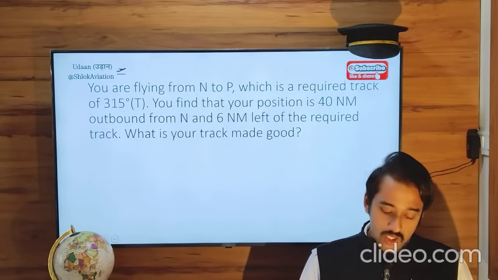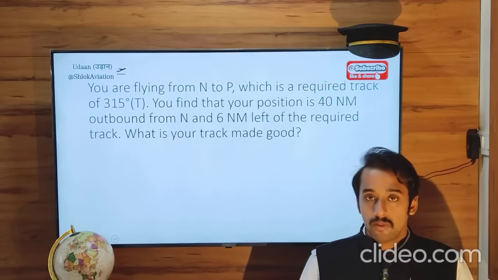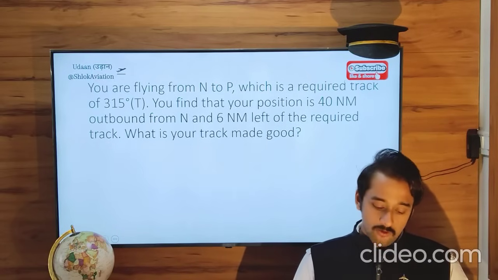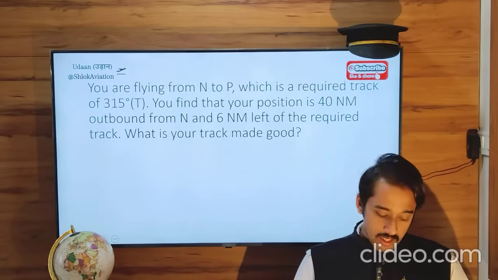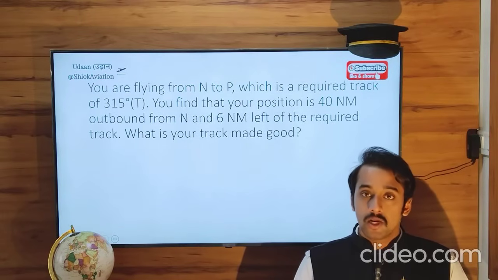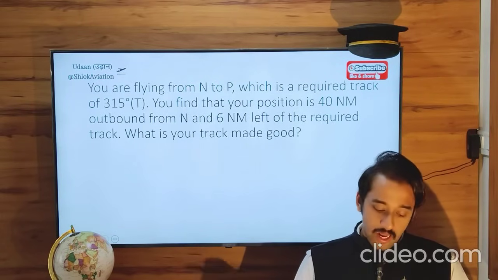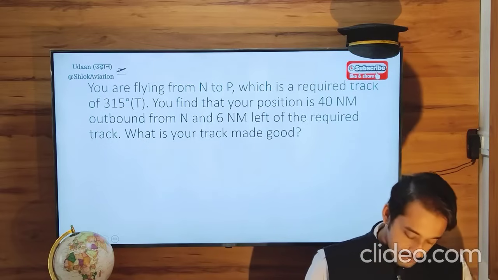N to P, which is November to Papa, which is a required track of 315. So planned track is 315. You find your position is 40 nautical miles outbound and 6 nautical miles to the left hand side of the planned track. What is your track made good?